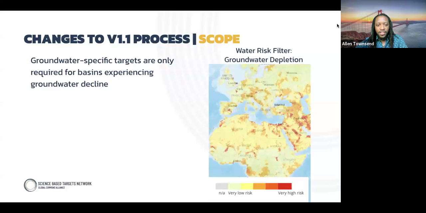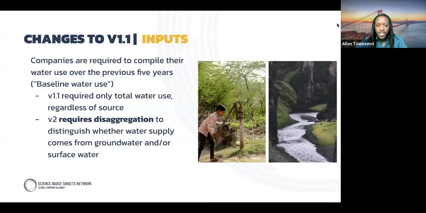Next slide. The next aspect is the inputs. Companies are required to compile their water use over the previous 5 years in the current guidance. In version 1.1, only total water use, regardless of water source, was considered. So essentially it was agnostic to where your water came from. In version 2, it requires disaggregation of surface water and groundwater.